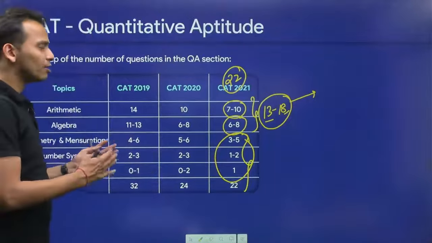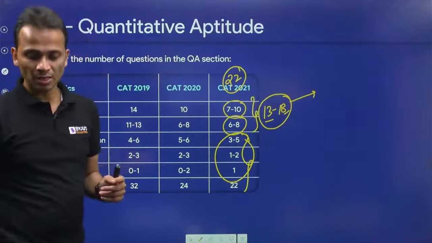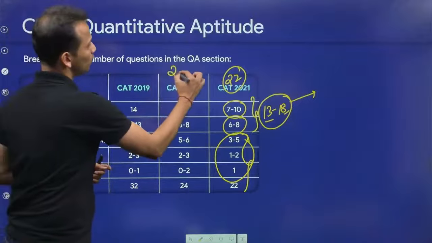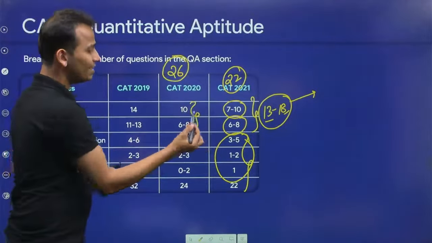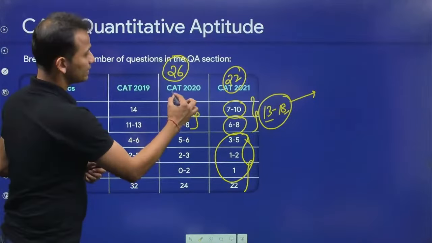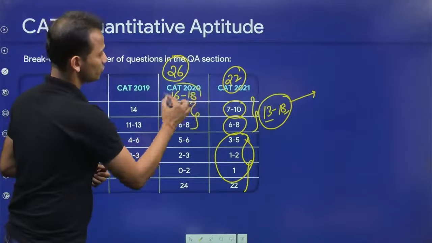Now moving back to the trend of 2020. Now in 2020, there were a total of 26 questions. Out of these 26 questions, 10 plus 6, 16 to 18 questions.